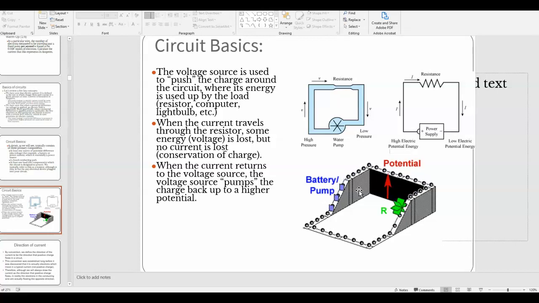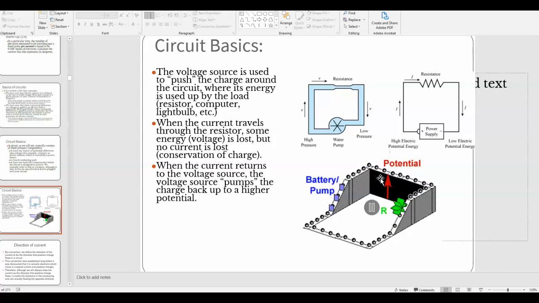Now what happens is the voltage source basically lifts the positive charge up to a higher potential. Here it's kind of analogized as an escalator. And then you have positive charge at a higher potential.